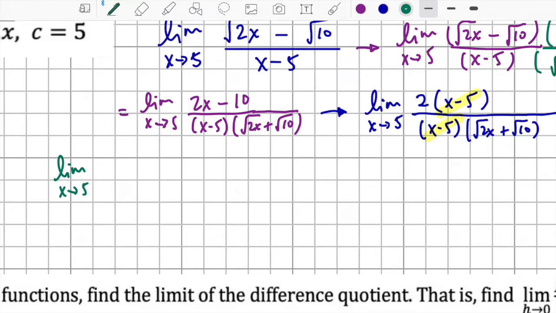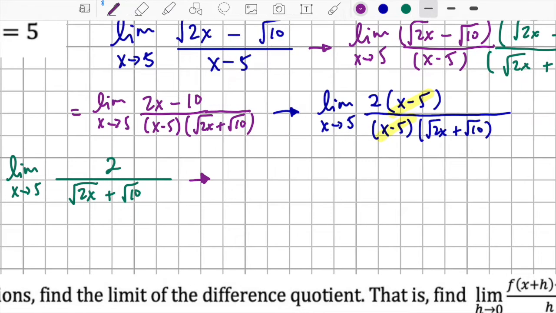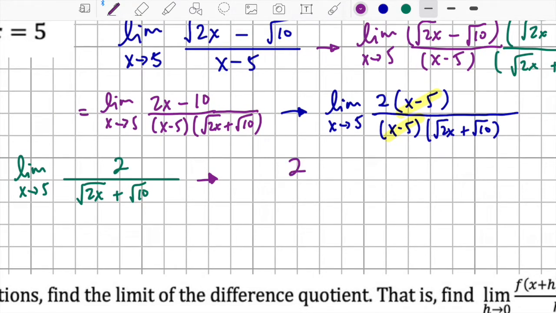limit as x approaches 5. Now, in the numerator, we're going to end up with just a 2. And in the denominator, we end up with the square root of 2x plus the square root of 10. So now what we do is plug in the 5 wherever you see an x. Wherever you see an x, you plug it in. So let's plug it in. And when we plug it in, remember, you don't need the limit sign anymore. So it'll be 2 over the square root of 2 times 5 plus the square root of 10.